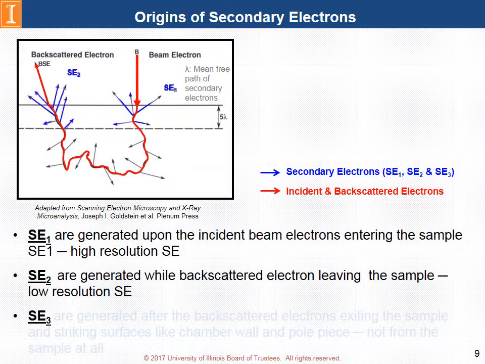Here we can see clearly why the spatial resolution is not only dependent on the incident beam size. We can imagine that if only SE1s are collected by the detector, the image resolution will be much better. But unfortunately, it is impossible to separate SE1 from SE2.